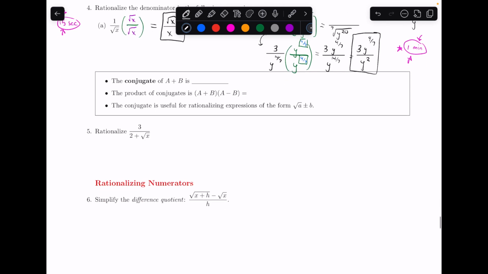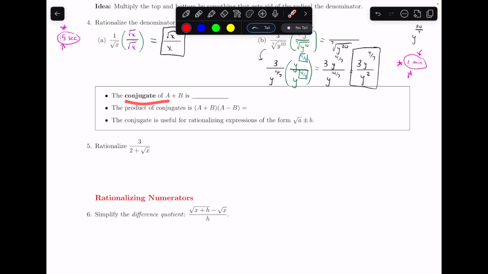So let's talk about one other type of example. What if I have a root and then plus something or minus something? We need something called a conjugate to help with this. When you have two terms added together, like a plus b, the conjugate of it is, you just switch the sign. It'll be a minus b. So these two things are called conjugates.